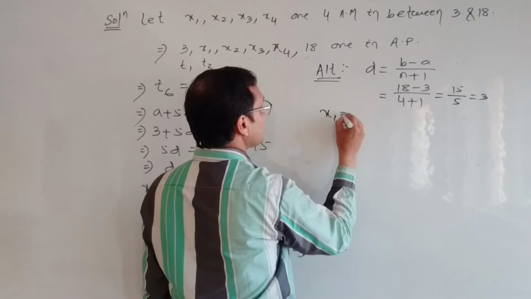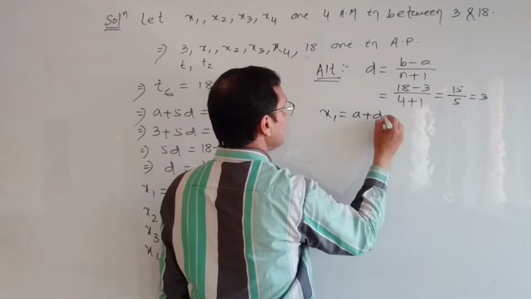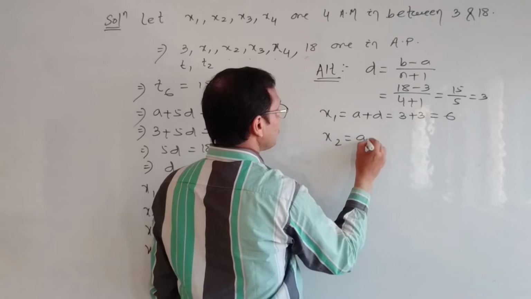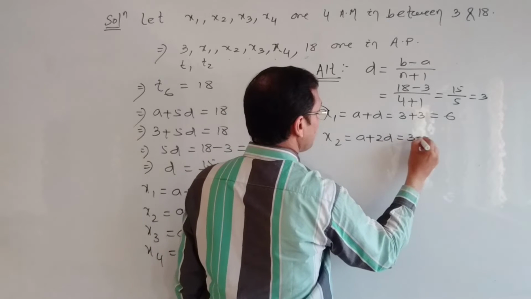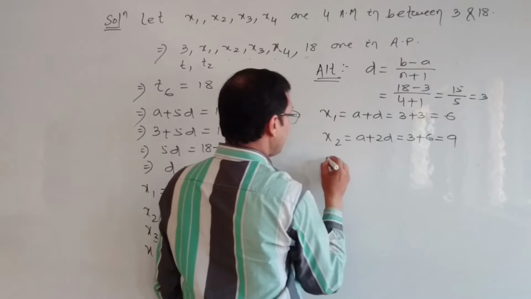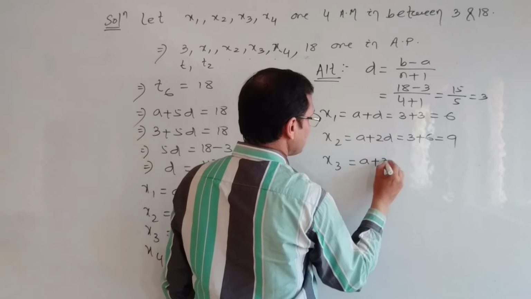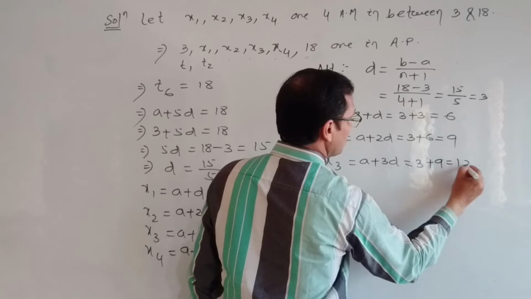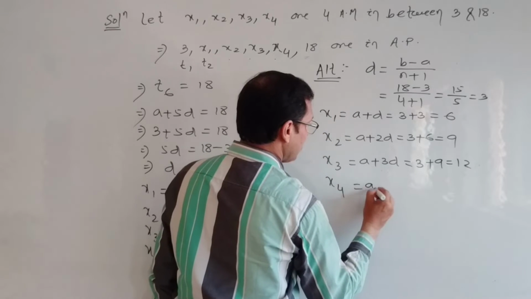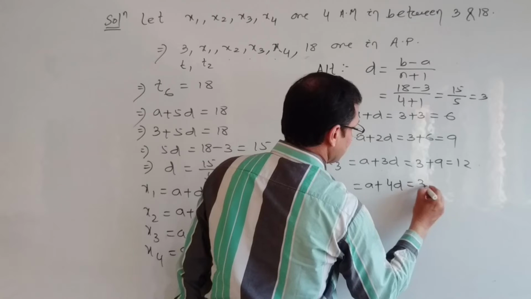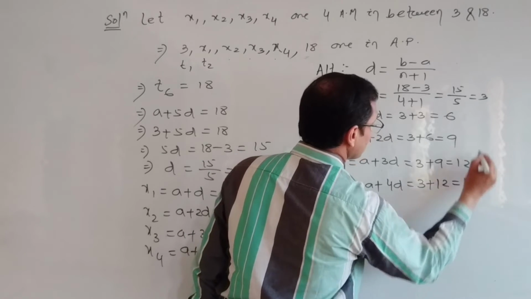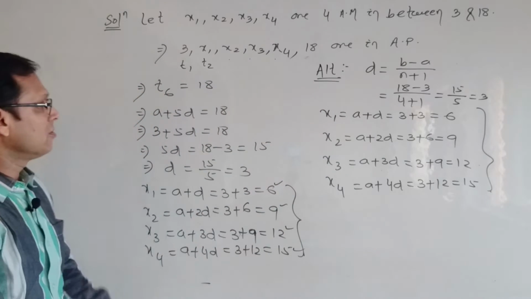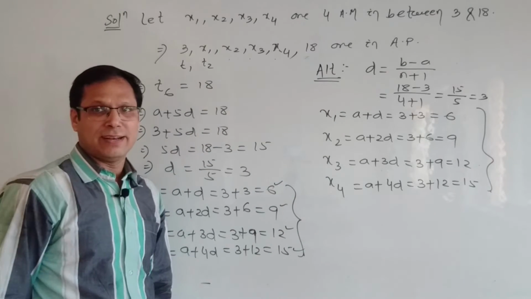So you can write x1 is equal to a plus d, that is 3 plus 3 is equal to 6. x2 is equal to a plus 2d, that is 3 plus 6, 9, and x3 is equal to a plus 3d, that is 3 plus 9, 12, and x4 is equal to a plus 4d, that is nothing but 3 plus 12, which is equal to 15. So any process you can follow. So make a note. Now we'll take the next question.